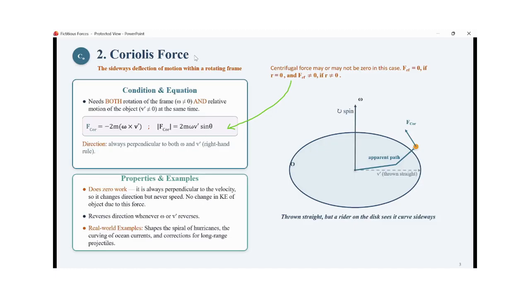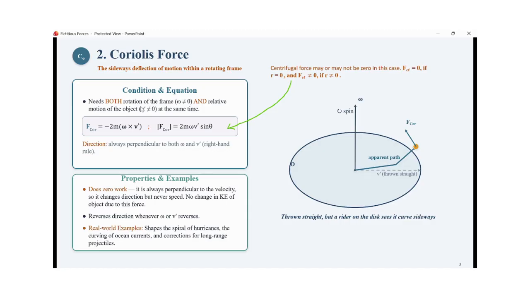Now the second pseudo force is a very important force, that is the Coriolis force. This Coriolis force is actually a sideways deflection of motion within a rotating frame, and the very important thing about this force is that it will be present only when the object is in relative motion with respect to the rotating reference frame, and secondly, the frame should be rotating, only then this force will be present.